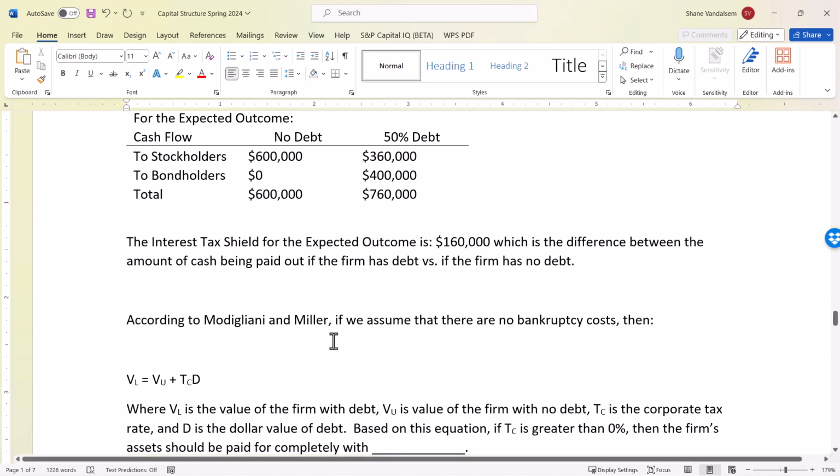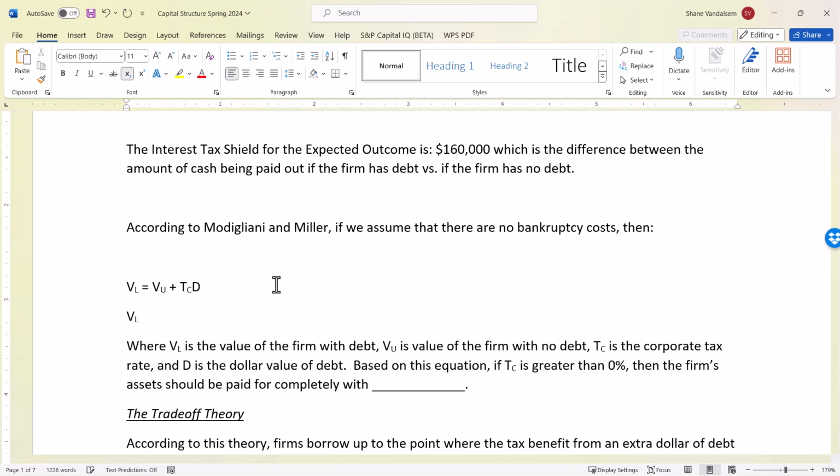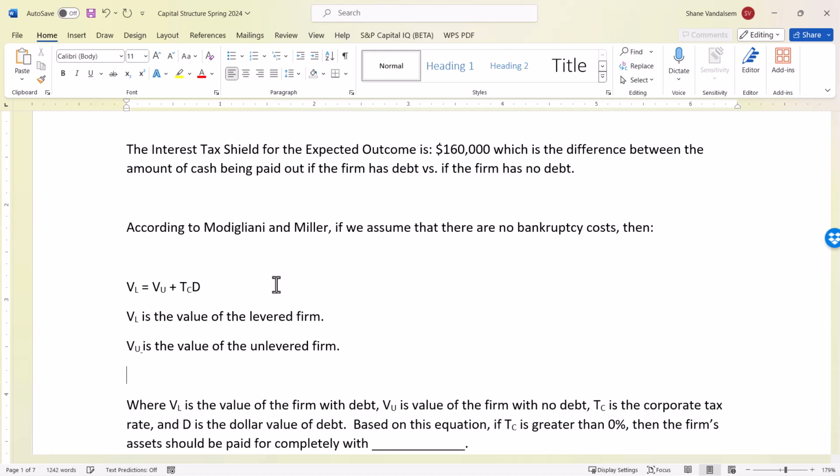According to Modigliani and Miller, then, if we assume that there are no bankruptcy costs, then V sub L, which is the value of the firm with debt, and the L stands for levered. So V sub L is the value of the levered firm. I'll just type this up here. That's the firm with debt, is equal to the value of the firm that's unlevered with no debt. V sub U is the value of the unlevered firm, or the firm without debt, plus T sub C, which is the corporate tax rate, multiplied by the dollar amount of debt.